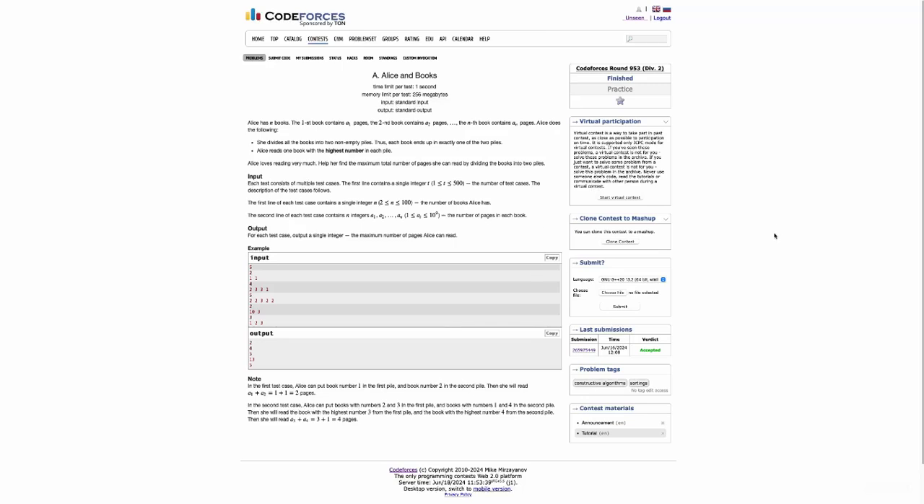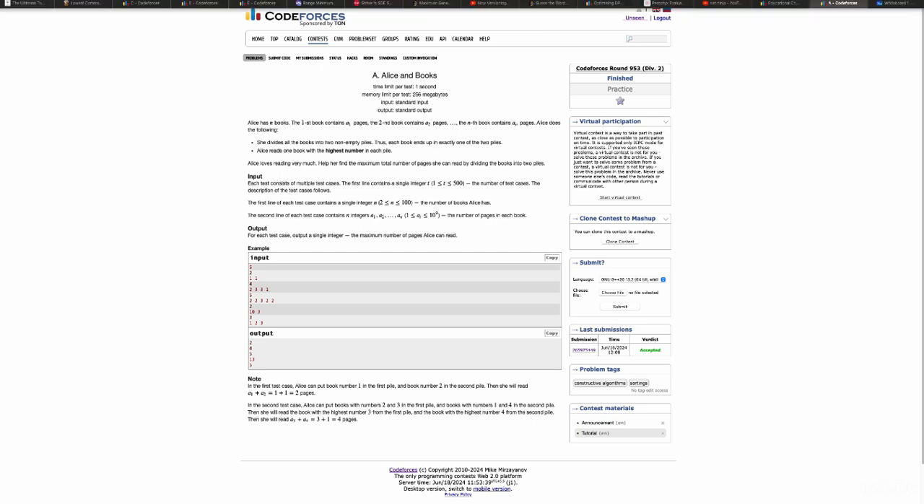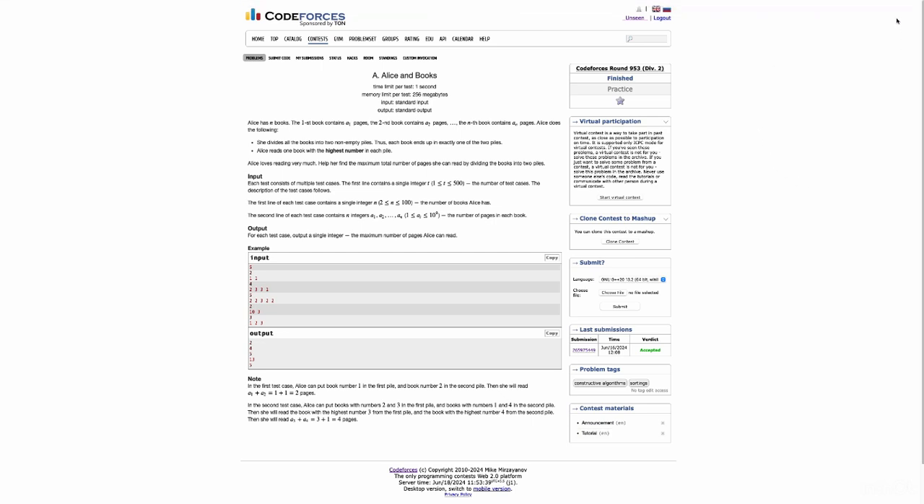So guys, today we'll be solving Codeforces Round 953 Div 2, and this was a pretty easy contest as I was able to solve up to E. So let's quickly get to the solutions. So here we have problem A.